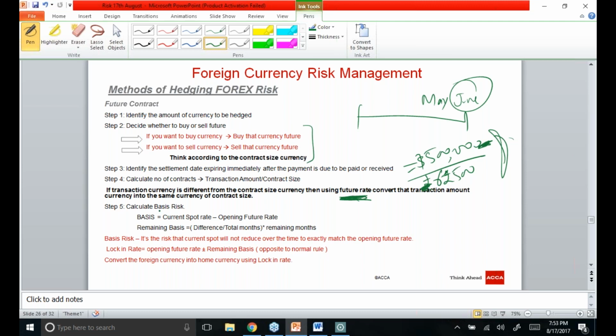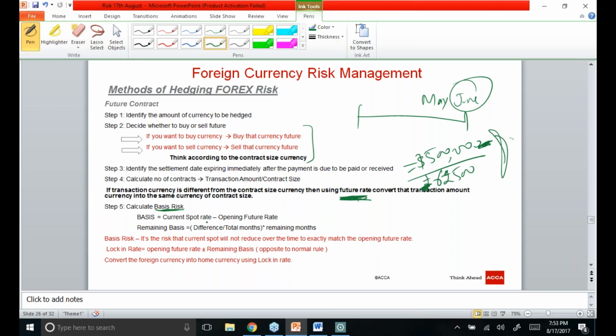Okay, the next step is to calculate basis. What is basis? Basis is current spot rate minus opening future rate. What is the opening future rate? The one which you have selected in the above steps. What is the current spot rate? The one which will be available at the time of transaction.